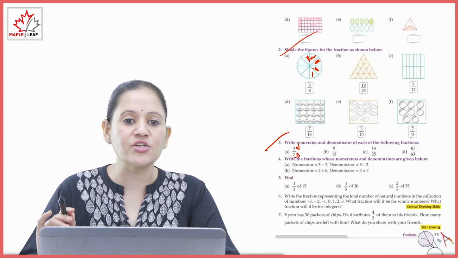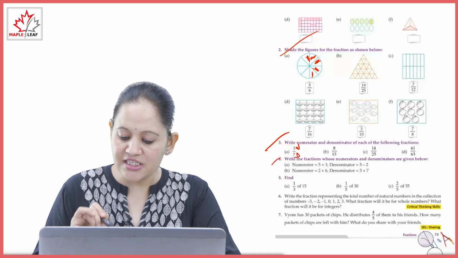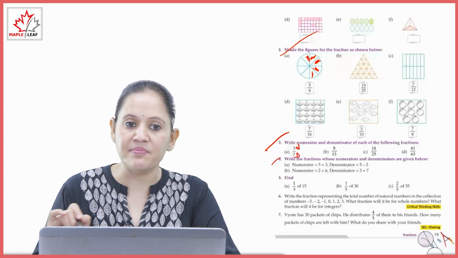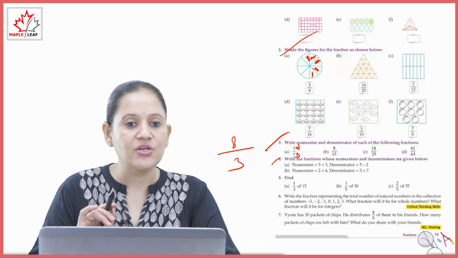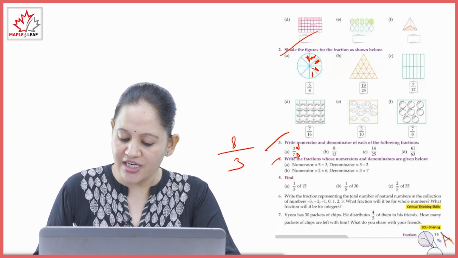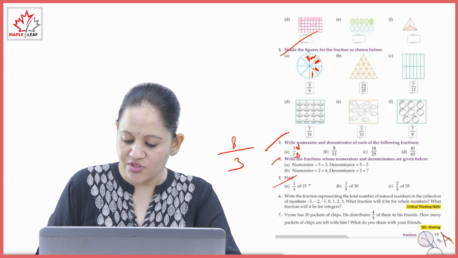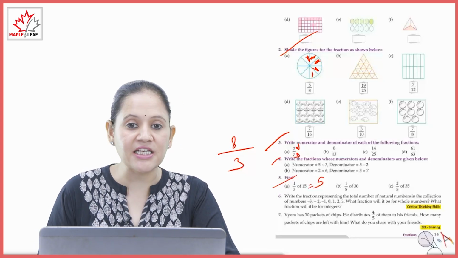Next, write numerator and denominator for each of the following fraction. 3 by 7, 3 is numerator and 7 is denominator. Next, write the fraction whose numerator and denominator are given below. So numerator is given 5 plus 3 and denominator 5 minus 2. So numerator 5 plus 3, that is 8, and denominator 5 minus 2, that is 3. So 8 by 3. Next, find 1 by 3 of 15. So 15 divided by 3, that is equals to 5. Clear? So you have to practice all the questions of given exercise.